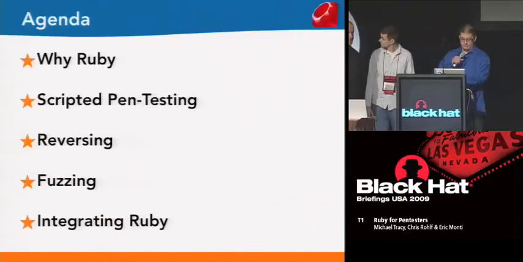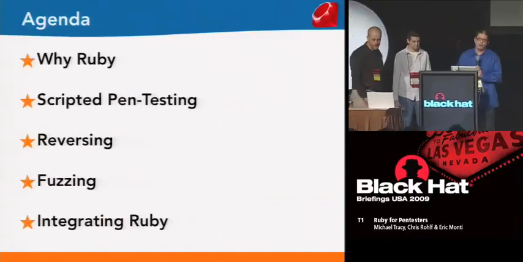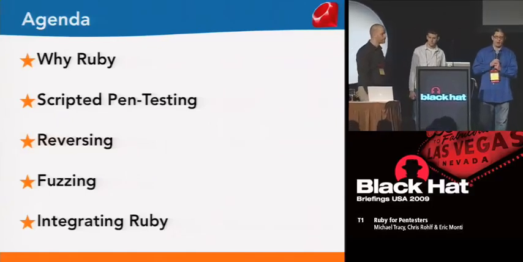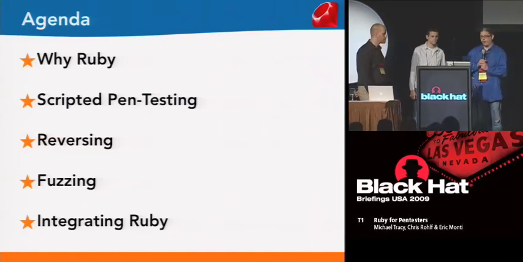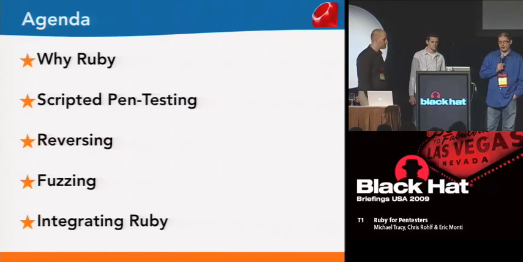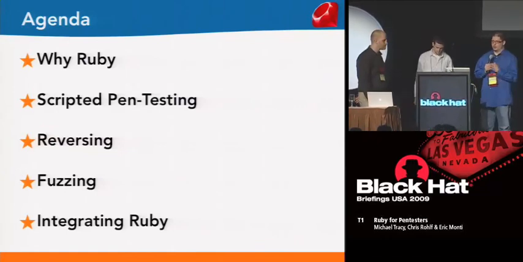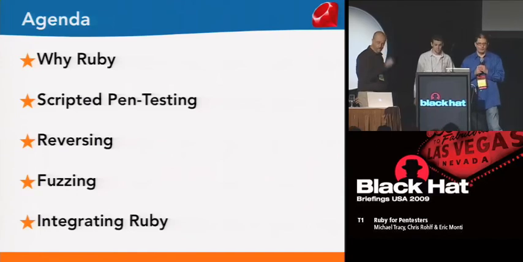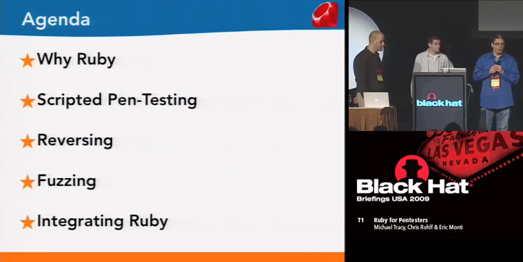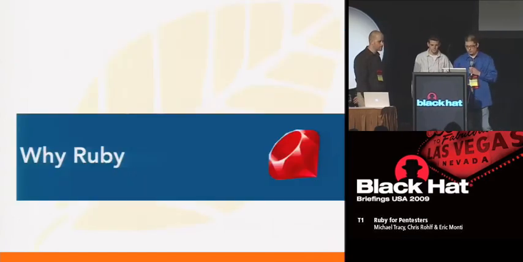So what we're going to talk about is why we use Ruby to solve the everyday tasks that face us on engagements pretty much every day. We talk about scripted pen testing. We talk about reverse engineering, dynamically, statically, network protocols, applications, and we're going to talk about fuzzing, which there's a good talk on immediately after this talk in this room. So if you want to learn more about fuzzing, you should stick around for that. And then we're going to talk about integrating Ruby into the applications and tools you already know and love. So why Ruby?